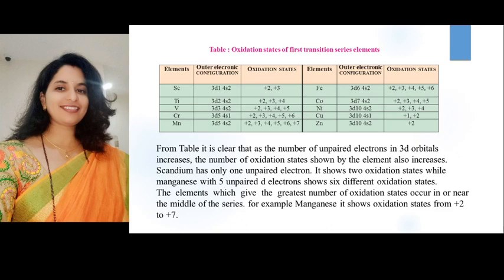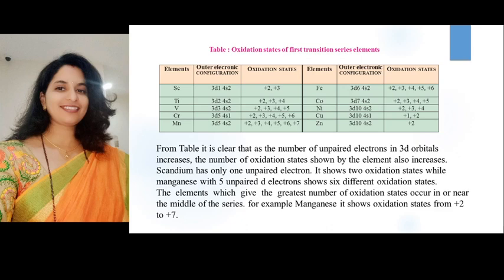Next is manganese with 3d5 4s2 as the outermost electronic configuration. It shows oxidation states ranging from +2 to +7. The +2 oxidation state is very stable as it has exactly half-filled state. The salts in +2 oxidation states are known as manganous salts. For example, MnCl2.